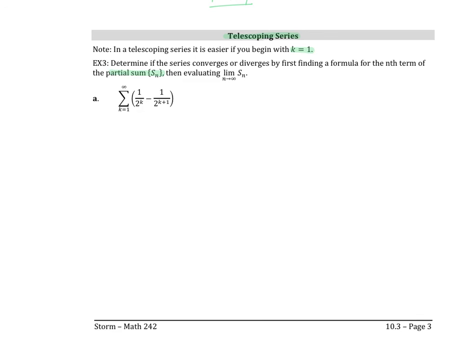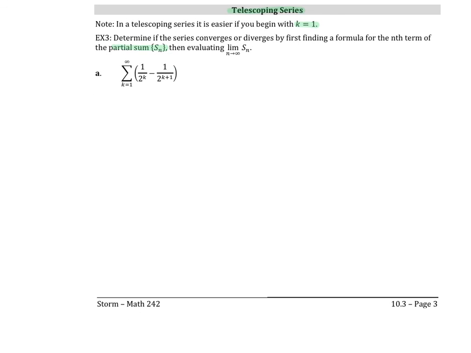Example 3 says determine if the series converges or diverges by first finding a formula for the nth term of the partial sum, then evaluating the limit as n goes to infinity of S sub n. Notice in example A, this is not a geometric series. I'm subtracting 2 terms. So if you see 2 terms that look similar and they're separated by subtraction, that's a hint that it may be a telescoping series. So the first thing we need to do is figure out what our S sub n is.